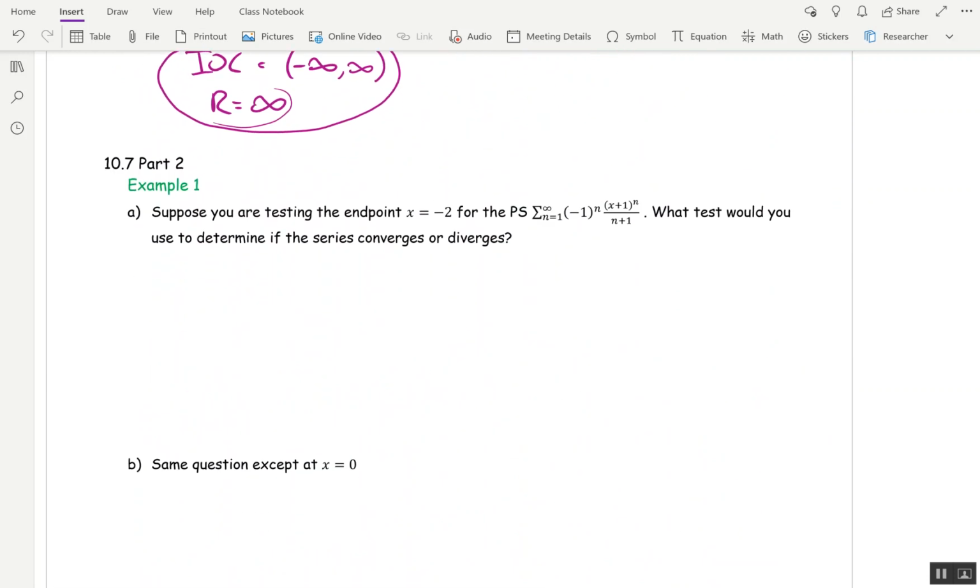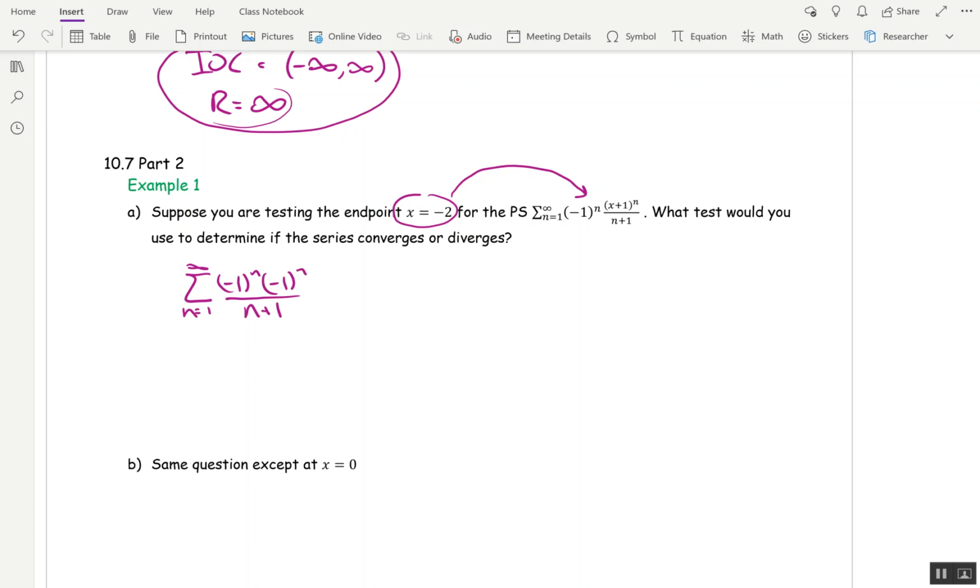So I just want to go through this with you. If you were testing the endpoint x equal -2 for this power series, what test would you use to determine if the series converges or diverges? So what we need to do is plug x equal -2 into that series and see what we get. So we get the sum n equals 1 to infinity, -1 to the n, -2 plus 1 is -1 to the n over n plus 1. So I put -2 in for x.